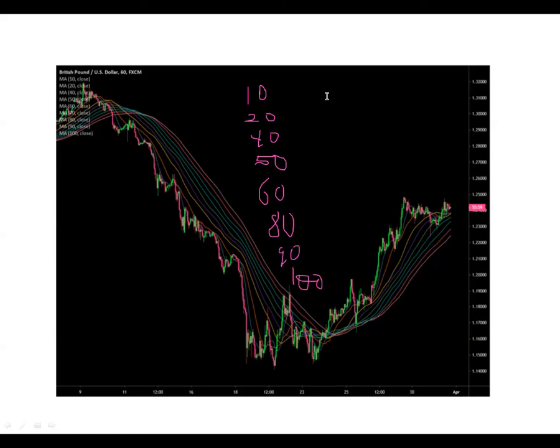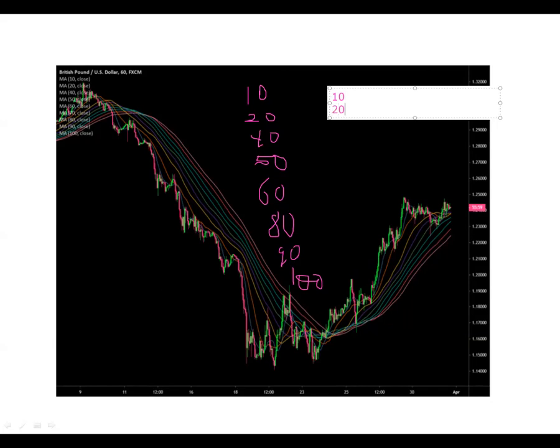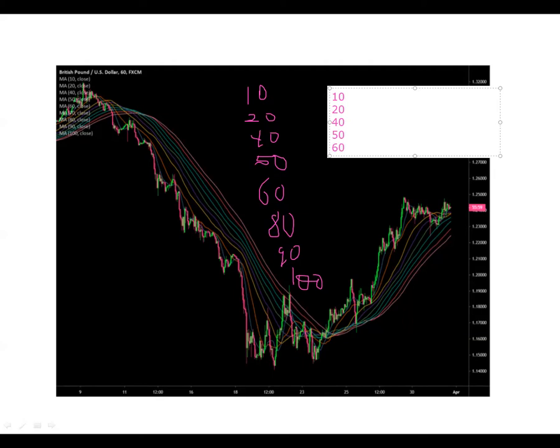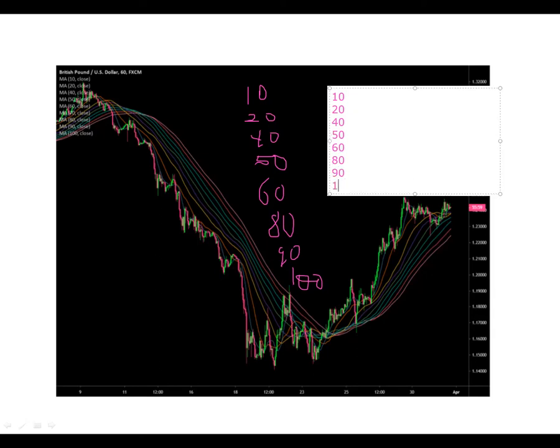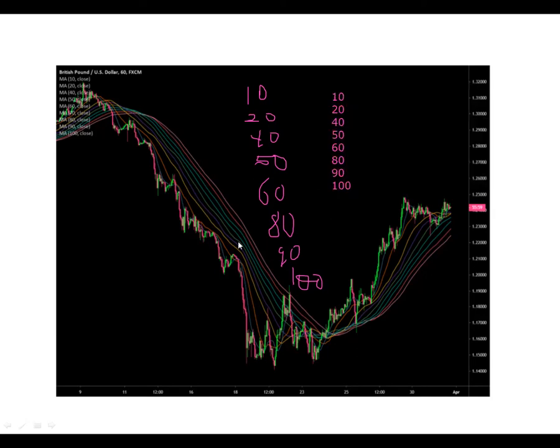So if I write them down for you to see, we have the 10, we have the moving average 20, moving average 40, moving average 50, moving average 60, moving average 80, moving average 90, and then moving average 100. So these are the moving averages that have been used to form this ribbon that you are seeing here. So maybe you can try these moving average ribbons on your chart and see if they can give you something good.